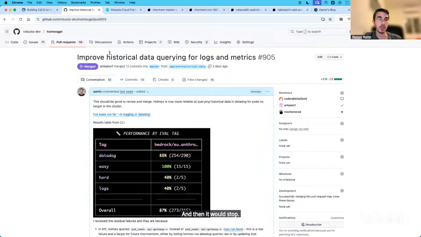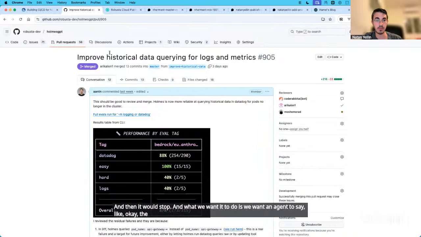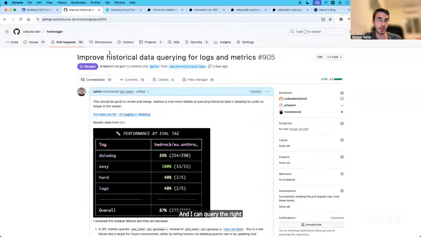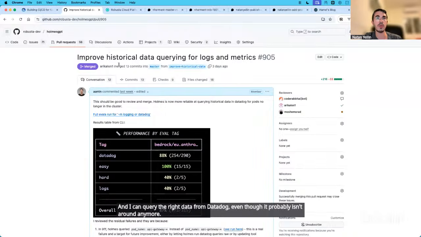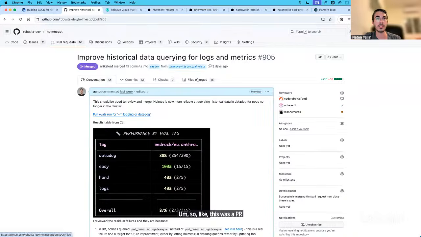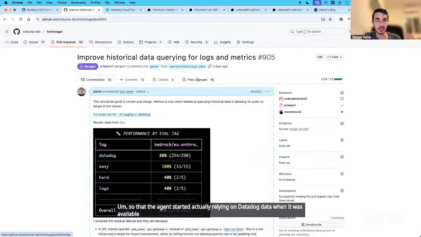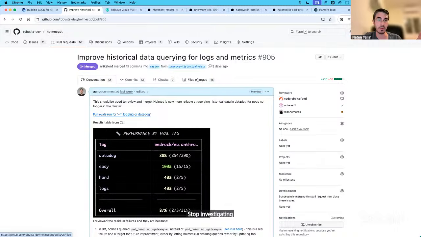What we wanted the agent to do was say, okay, the pod doesn't exist anymore, but I have access to Datadog, and I can query the right data from Datadog even though the pod isn't around anymore. So this was a PR where we made a ton of improvements so that the agent started actually relying on Datadog data when it was available and didn't stop investigating early and say, oh, the pod is no longer around in the cluster. So here's an example of an eval for that.